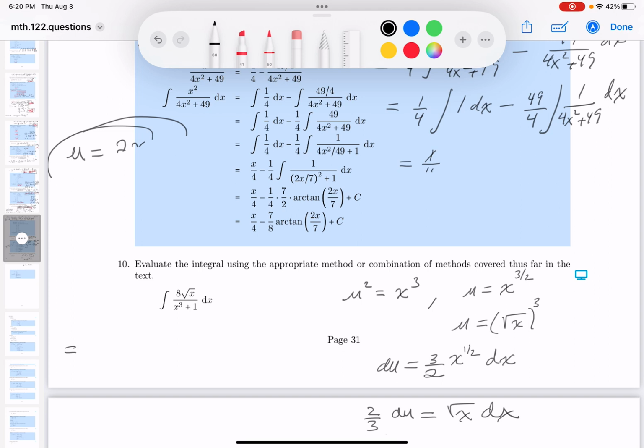Again, I think I have all the ingredients. Let's write this down. I'm going to pull the 8 out. On the bottom, I'd have u squared plus 1. I want to tell you what I've accounted for so far. This and that. What's root x dx? Well, it's right over here. It's 2/3 of a du.